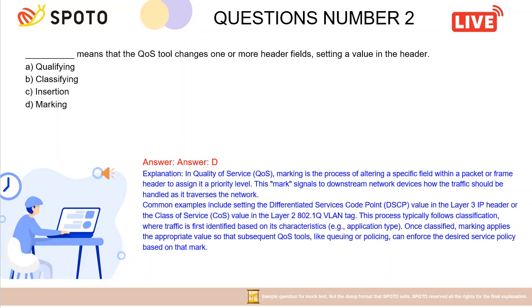Answer, D. In quality of service, QoS, marking is the process of altering a specific field within a packet or frame header to assign it a priority level. This mark signals to downstream network devices how the traffic should be handled as it traverses the network. Common examples include setting the differentiated services code point, DSCP, value in the layer 3 IP header or the class of service, CoS, value in the layer 2 802.1Q VLAN tag.